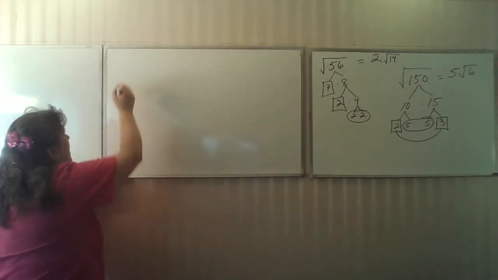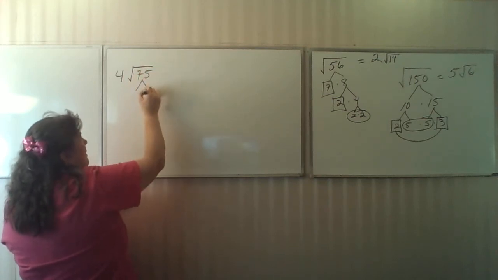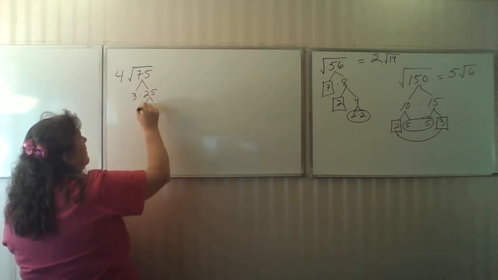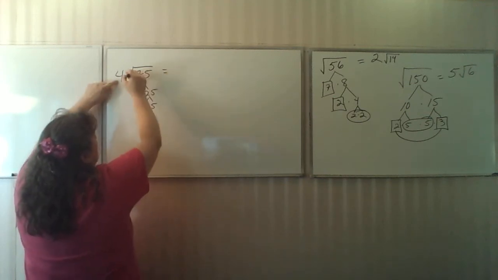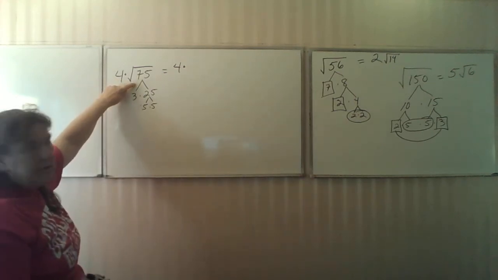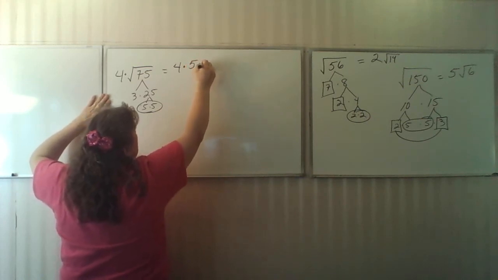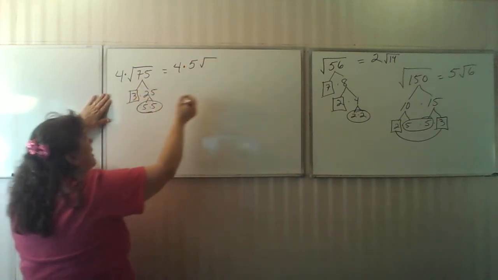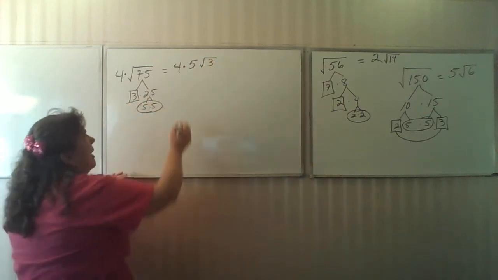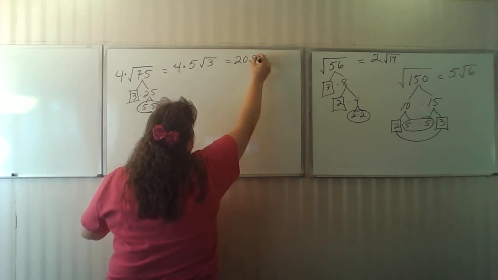So let's go 4 times square root of 75. Well, 75 is 3 times 25. This is 5 times 5. So we know we have to bring our 4 over because it's multiplying what we've done inside my radical. And so here's my 2 of a kind, so my 5 comes out of my house, leaving me with this 3 inside the house. This one's done because of this. And now 4 times 5 is equal to 20. So this becomes 20 square root of 3.